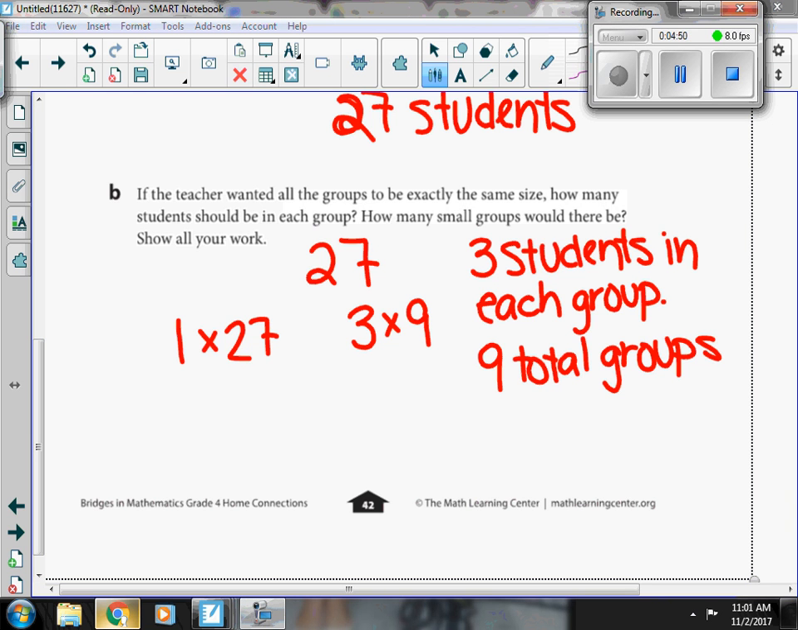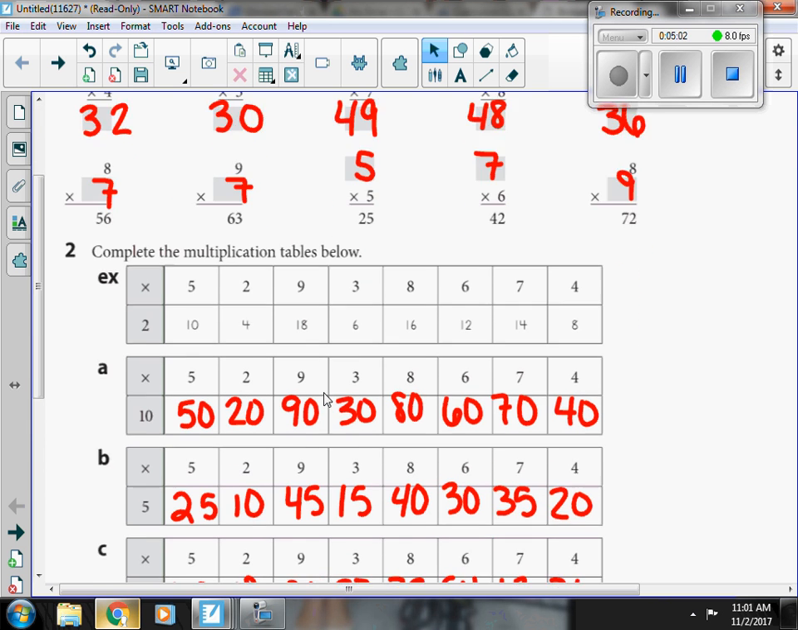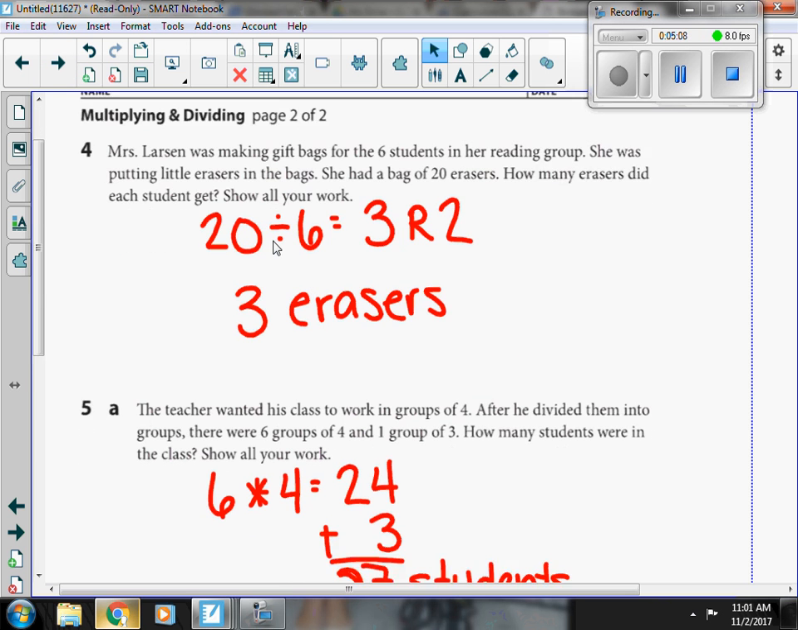And that makes up tonight's homework. So if we want to just check our answers, the first page, all of our facts, begin the second page with our word problems.